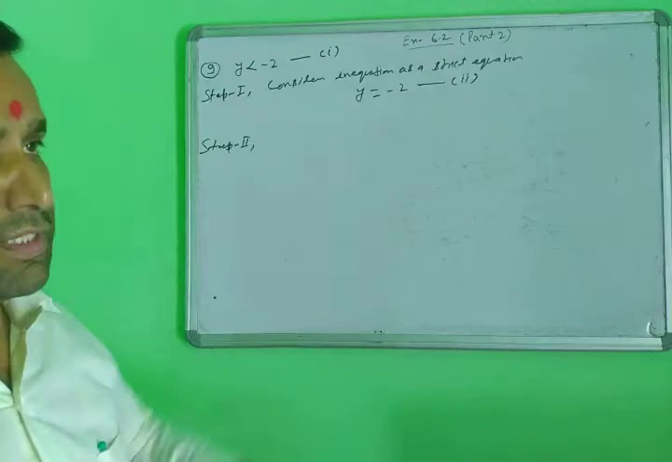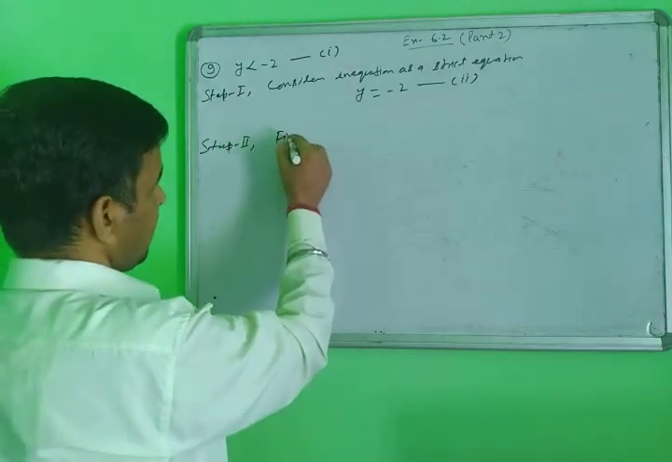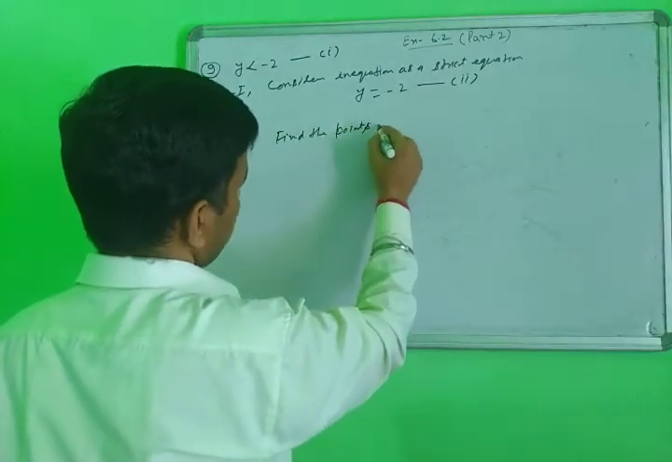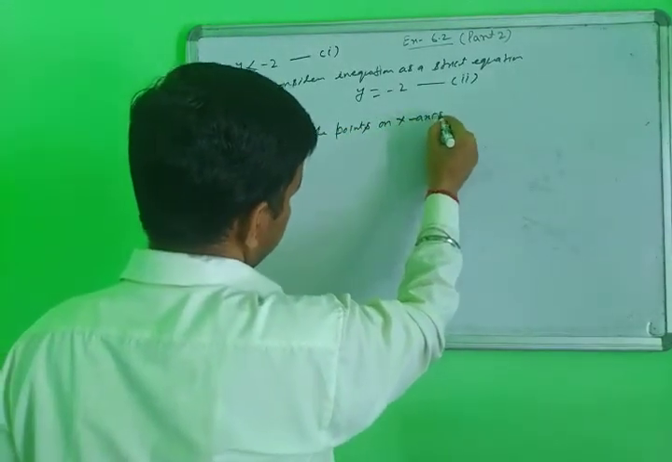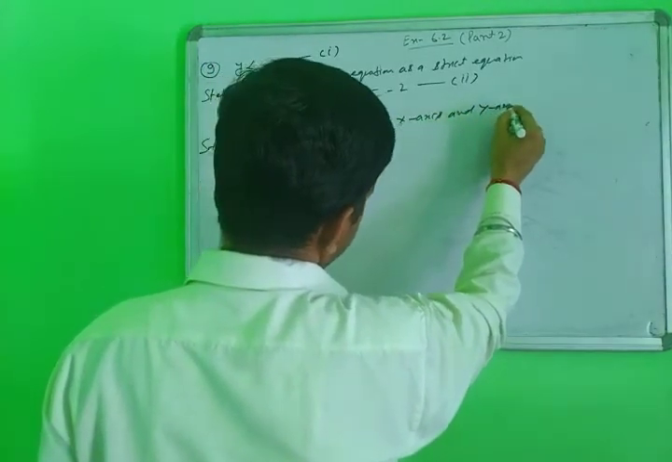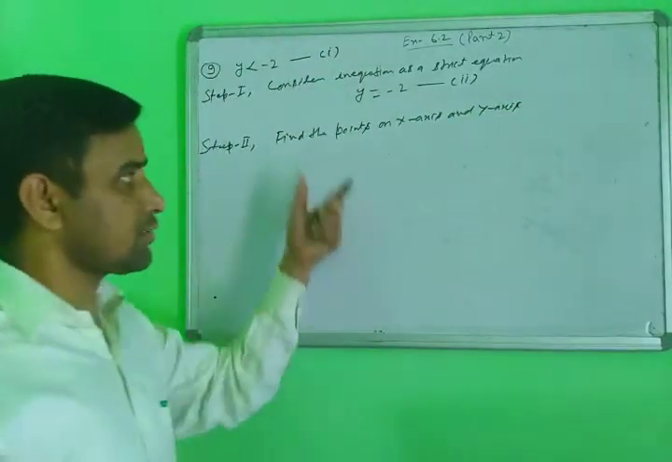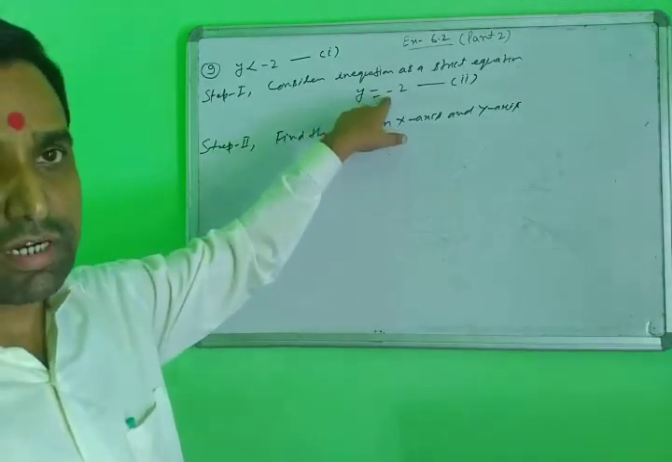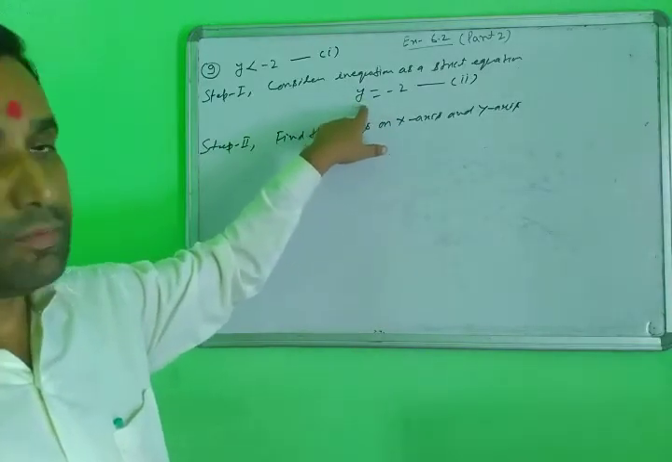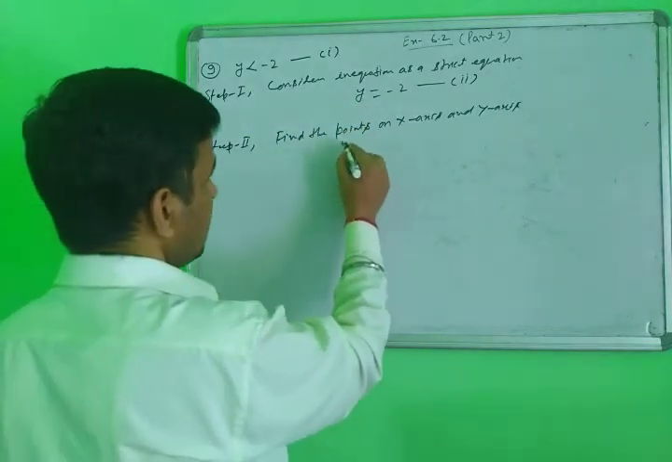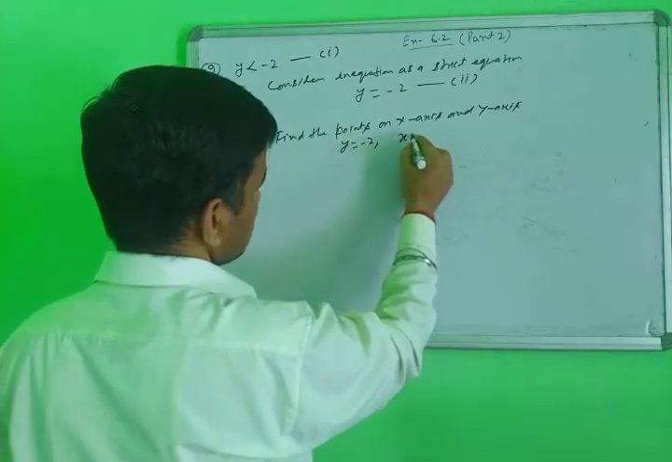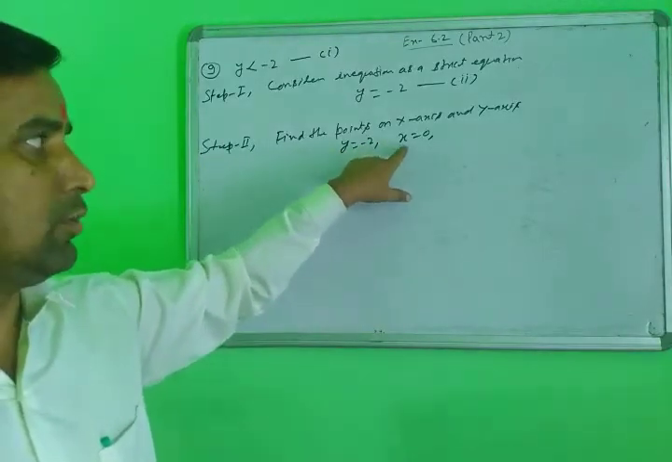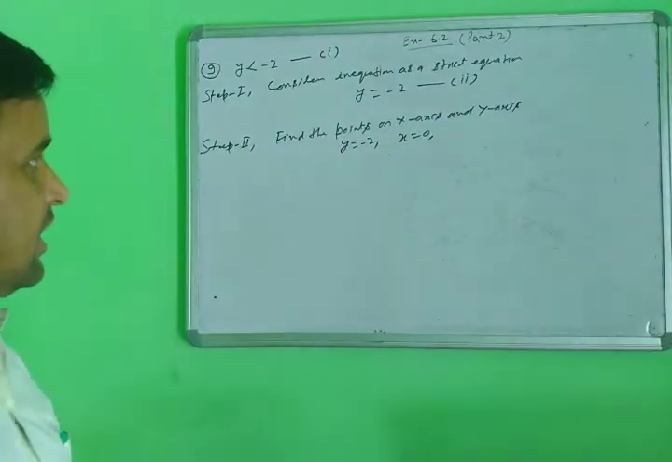You find the points on the x axis and y axis. This is not required here, but I am writing it here, because this part is already given: y equal to minus 2. Isn't it understood that the value of x equals 0? So when y equals minus 2, x equals 0. When you are finding the value of y, the value of x is always 0.